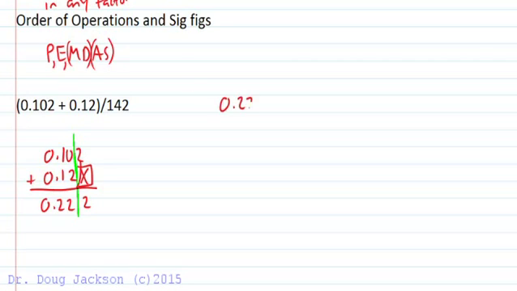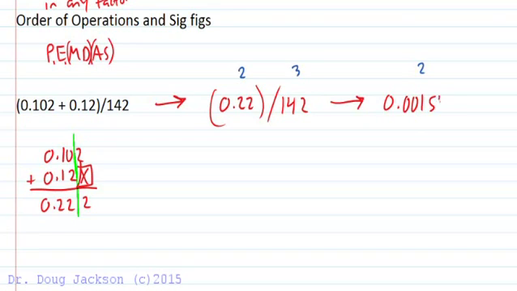And so our new calculation, after parentheses, is 0.22, whatever the units are not given, so we don't worry about those, divided by 142. So now we're down to division, and so we have to go by the least number of sig figs. Here's 2, here's 3, so our final answer can only have 2 sig figs. So 0.22 divided by 142 is going to give us, calculator garbage, 0.001549296, all that junk. We can only have 2 significant figures, so we round off.